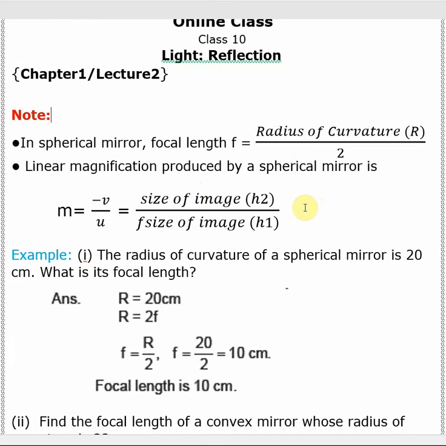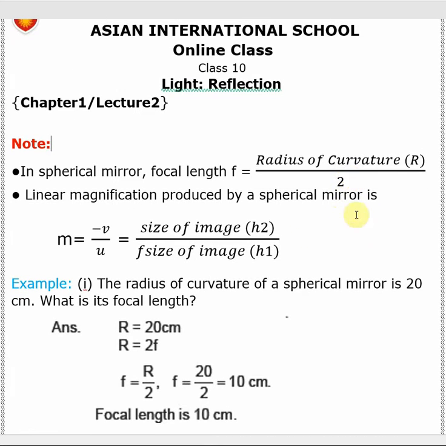The second formula is the magnification formula. Any image formed by a curved mirror can be magnified in a smaller size, it can be magnified in a larger size, or it can also be of the same size. Depending on the position of the object from the mirror, it will be enlarged, smaller, or the same size. Now to calculate that magnification, we have a formula.